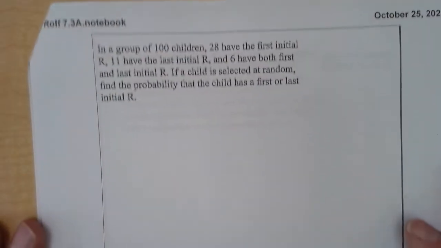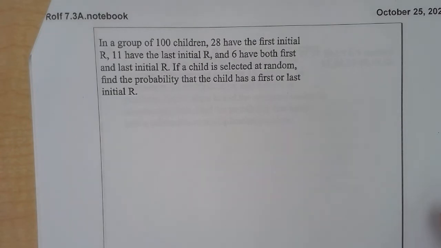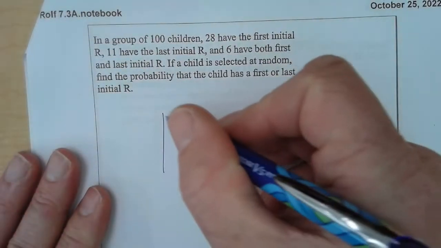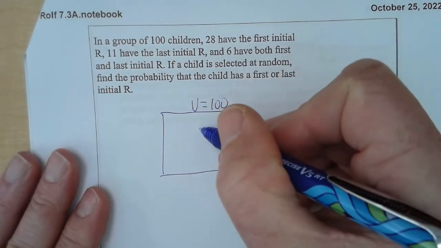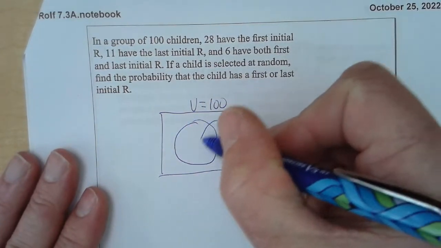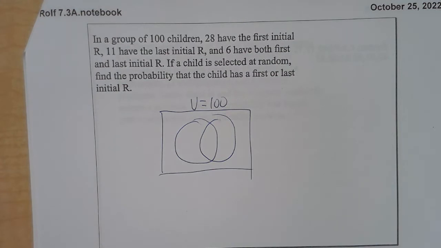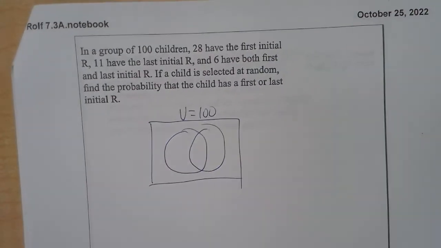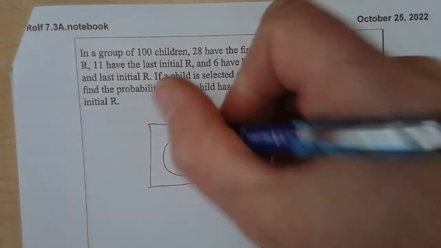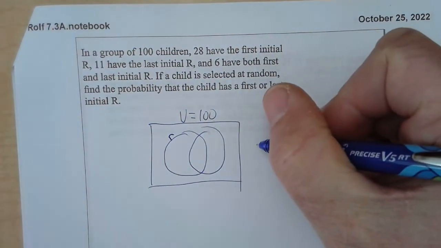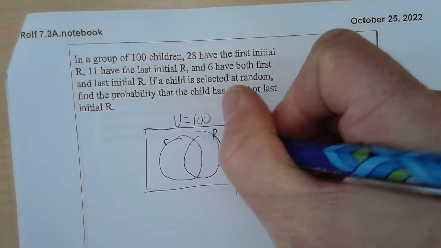Okay, the 5th problem is going to be a circle situation here. So I have 100 children, so my universe is equal to 100. We have 2 circles, and they overlap, so it's not mutually exclusive. What are we doing with the children? We have initials. First initial R, second initial R. So I'm going to do a little r for first initial because it's the baby initial, and then a capital letter for the last name.